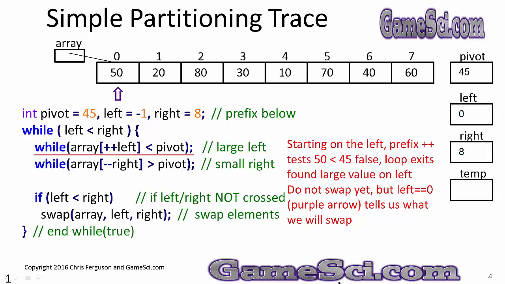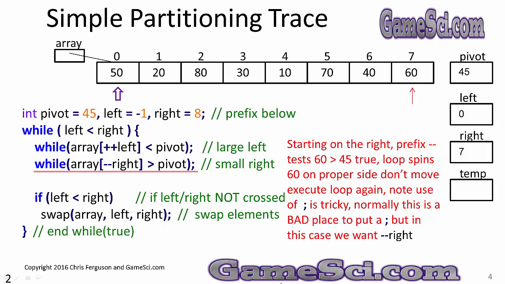Starting on the left with a prefix ++, it tests whether 50 is less than 45. Is 50 less than 45? Well, that's a false statement and the loop will exit. What this false indicates is we have found a large value on the left. 50 is greater than the pivot, so we want to exit this loop. Notice the prefix ++ on the left means left moves to 0 before we do the check. Don't swap yet, but notice how left equals 0. Notice our purple arrow. That tells us we will be swapping 50 in the future.